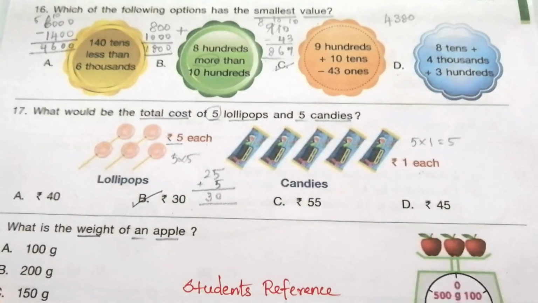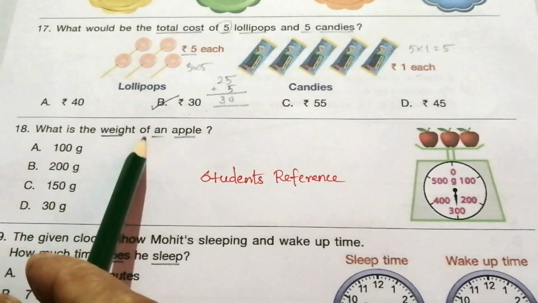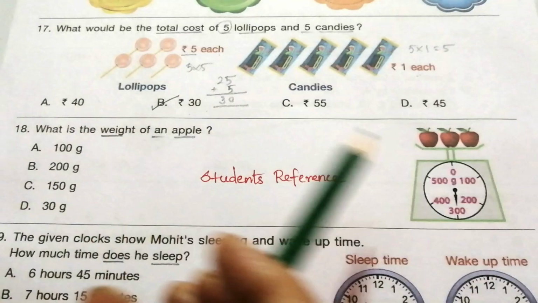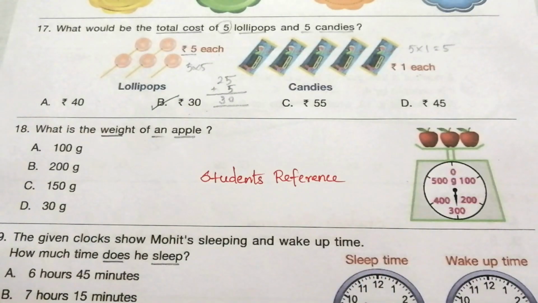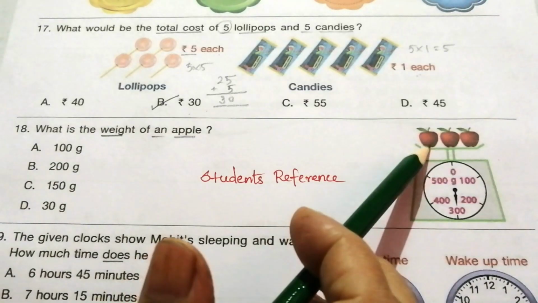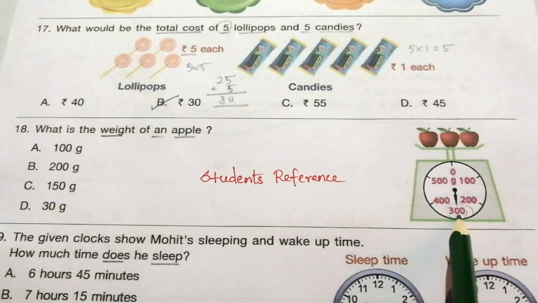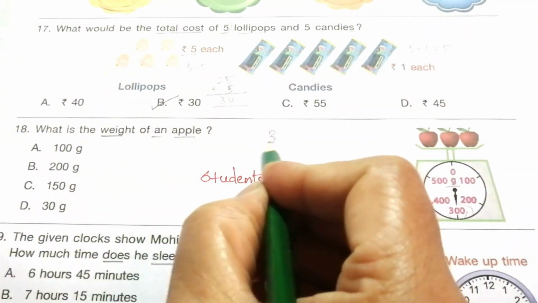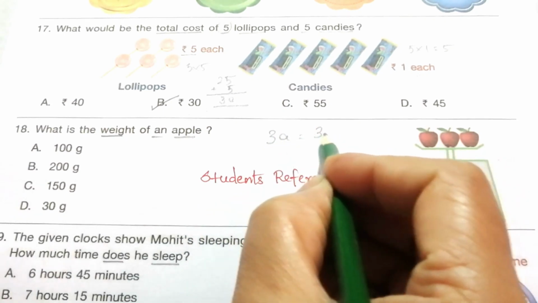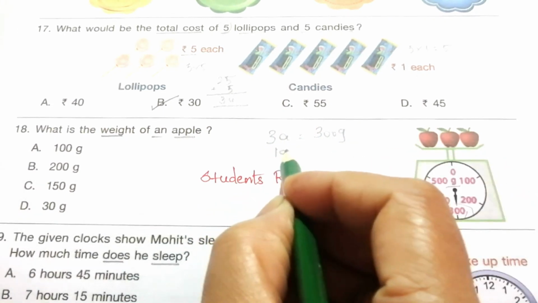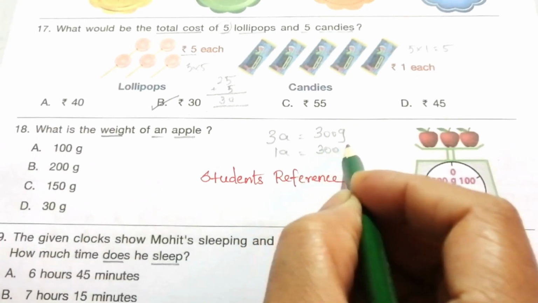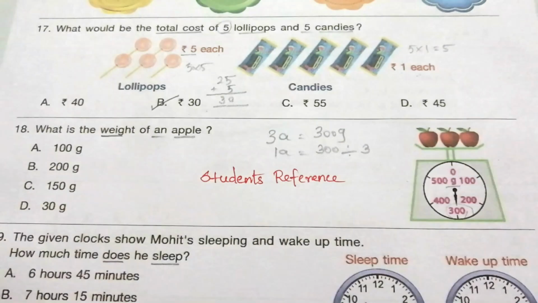B. 18. What is the weight of an apple? You look at the given picture and find the answer. In the given picture, the weight of 3 apples is given. That is equal to 300 gram. So weight of 3 apples equals 300 gram. So 1 apple equals 300 divided by 3.